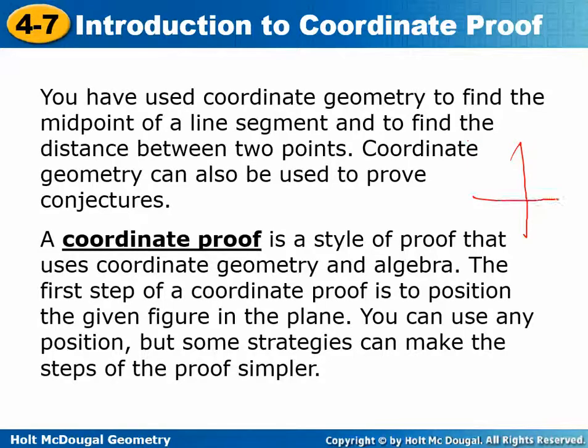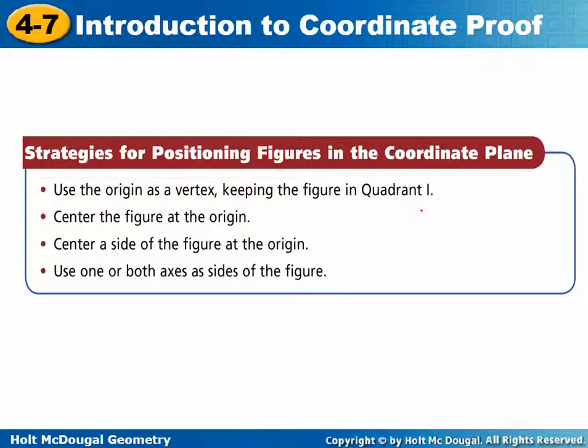There we go. X and Y axis. And then you're going to place a figure on it and then find the coordinates, usually of the vertices. And then you can say things like, the length of each side of a square is the same and things like that. So when we do a coordinate proof, there's some hints at where to put your figure.